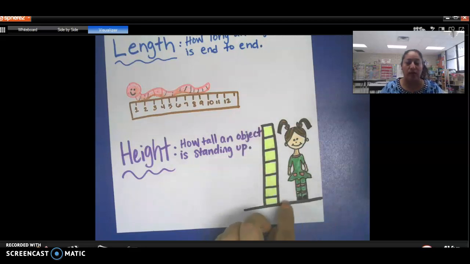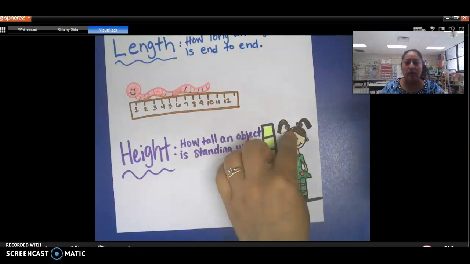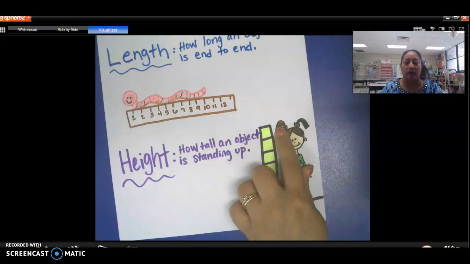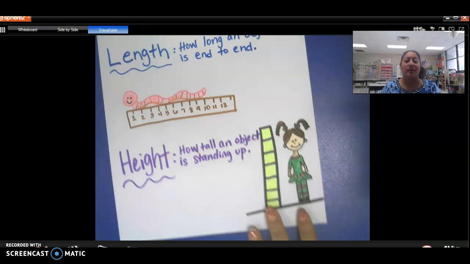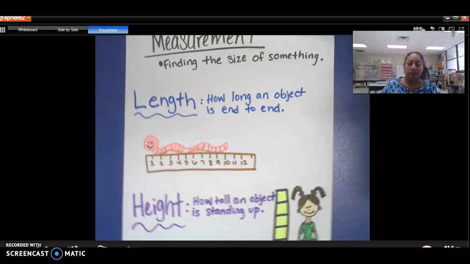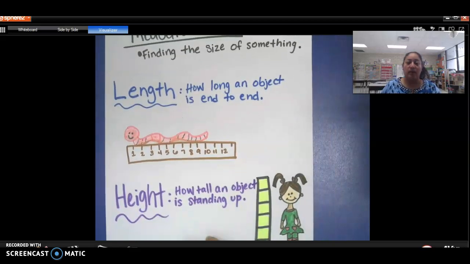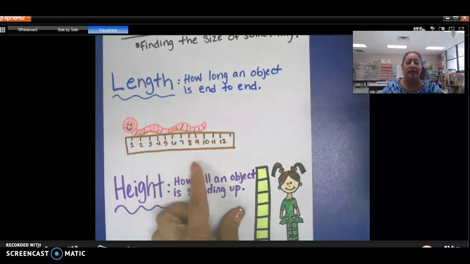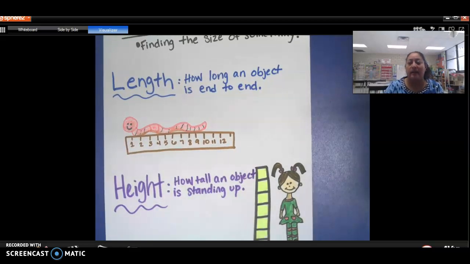So here we're measuring the girl from her feet all the way to her head. That's how we're measuring her. All right, and then we can see how tall she is actually. So today we're going to be looking at different objects, and we're either going to look at its length or its height to decide if the object is short or tall. And then we're going to sort them between short and tall, okay?